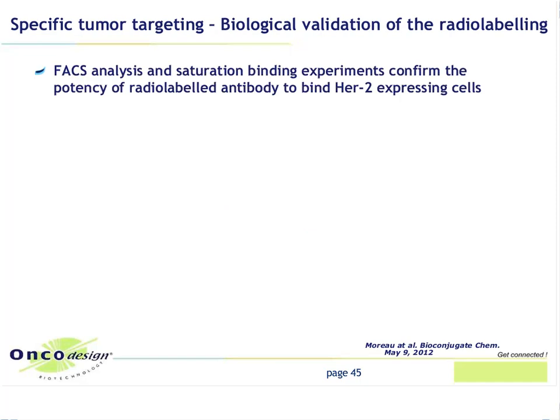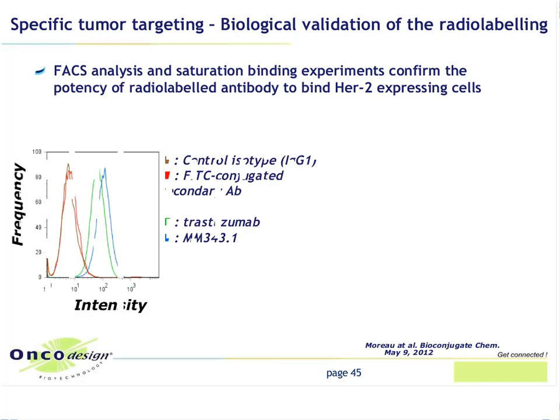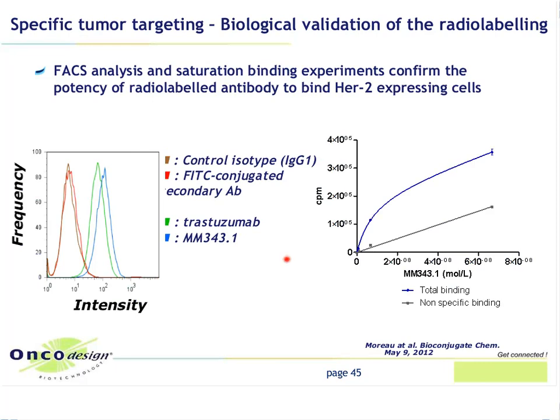So first, we checked by FACS analysis and saturation binding experiments the potency of this new radiolabeled entity to bind HER2 expressing cells. By FACS first, we checked that the labeled antibody named MM343 binds these HER2 positive cells similarly to the original trastuzumab. And in a saturation binding experiment, we also checked a specific binding here of this new labeled entity in HER2 expressing cells.